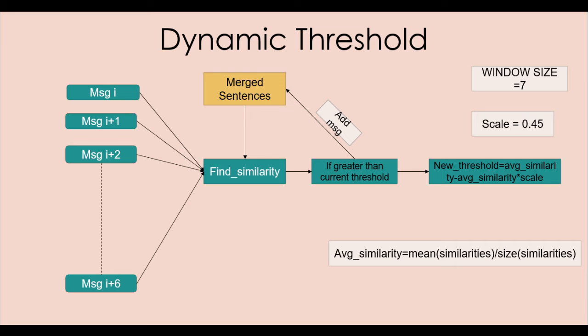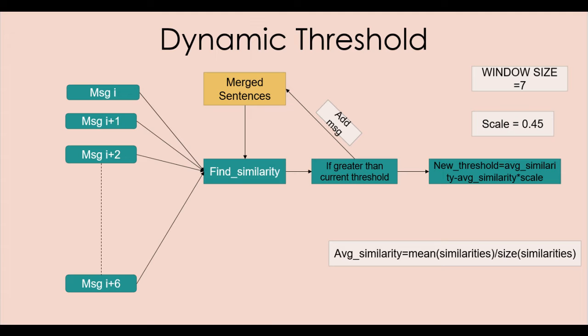Now we shall discuss how we set a dynamic threshold. The dynamic threshold will only change if the message is relevant, so let's remove the case of an irrelevant message. We are storing the cosine similarities of the previous k messages. To find the new threshold, we find the average cosine similarity and set the new threshold as average similarity minus average similarity into scale. If the scale value increases, then there is a relaxation in chat messages, while if we decrease it, the message must be stricter to the context.